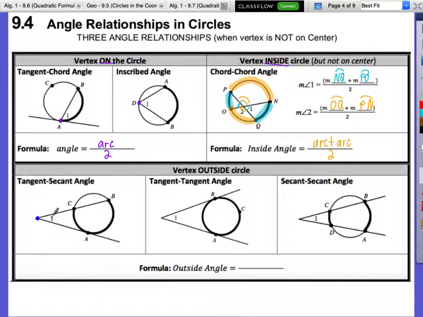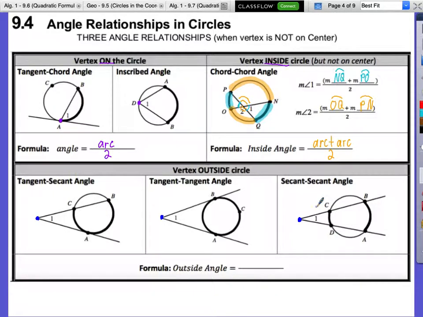Outside. Okay, so angle 1 is this angle we're trying to talk about here. We have two tangents. Where's the vertex? Inside or outside? Outside. Angle 1 there. And then two secants. It's outside again, and we're looking at this angle 1 here. Okay, all those angles, all those vertices are outside the circle.